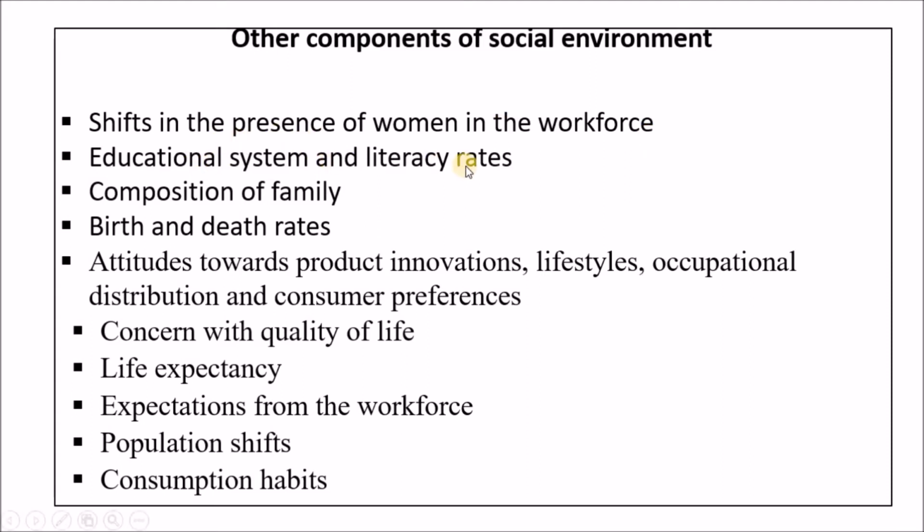Similarly, educational system and literacy rates of a particular area, composition of family, whether it is a nuclear family or a joint family, then birth rate and death rate, and what are the attitude of people towards innovation, lifestyles, occupational distribution and consumer preferences. It plays a major role. Then concern with quality of life, life expectancy, expectations from workforce, population shift, consumption habits, they all come under the category of social environment, and business has to take care of the social environment in which they are working.